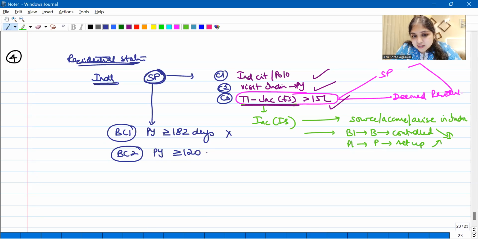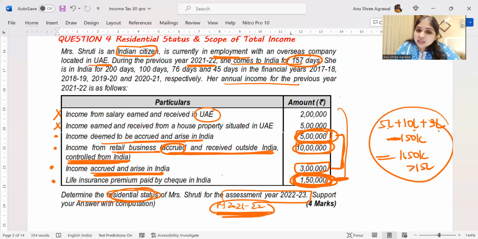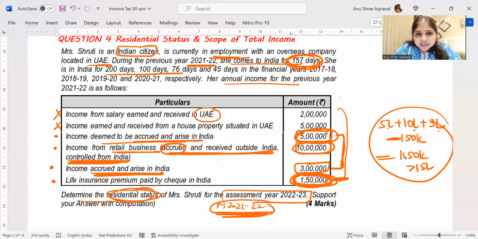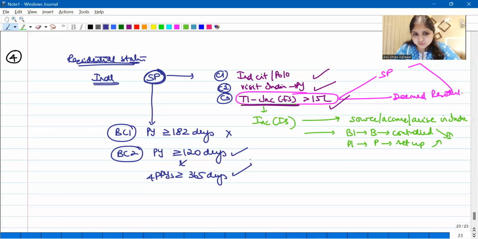Previous year, I must have stayed in India for at least 120 days, and 4 preceding previous years, you must have stayed in India for at least 365 days. Now tell me, previous year, did we stay in India for 120 days, guys? 157 days we have stayed. So yes, we have stayed for at least 120 days. And 4 preceding previous years put together, have we stayed for 365 days? 4 preceding previous years, definitely it is crossing 365 days. So one basic condition fulfilled.